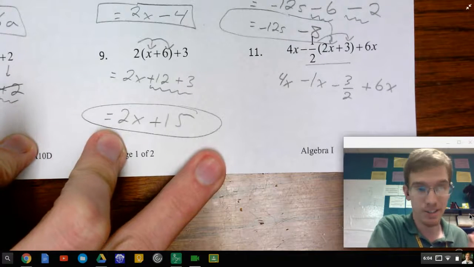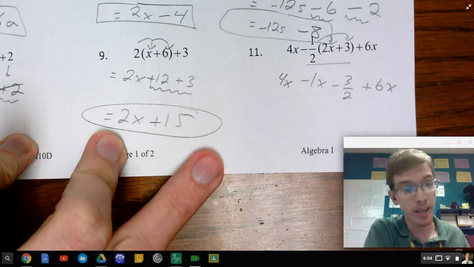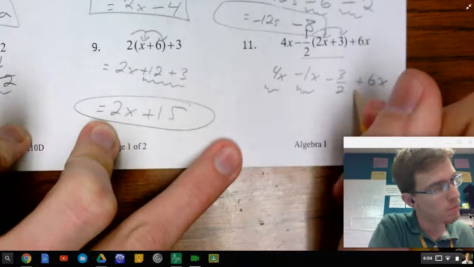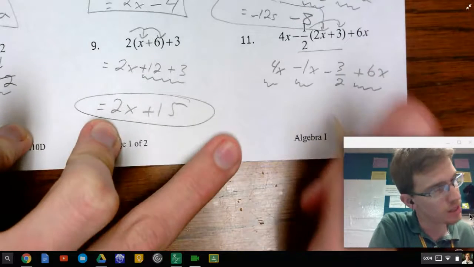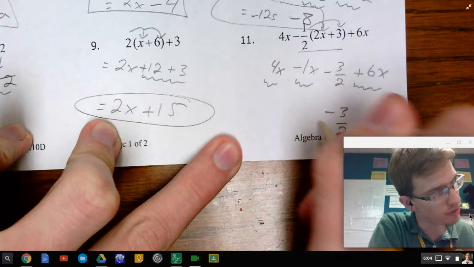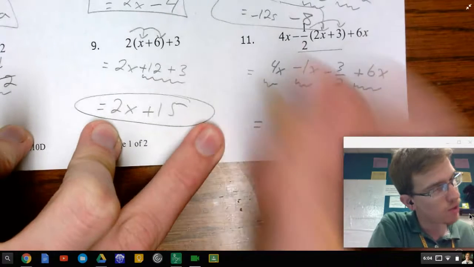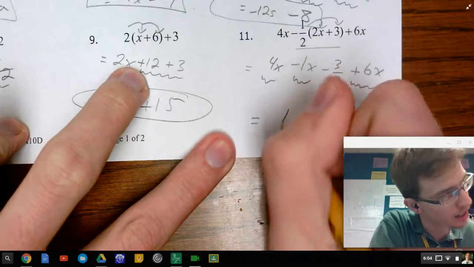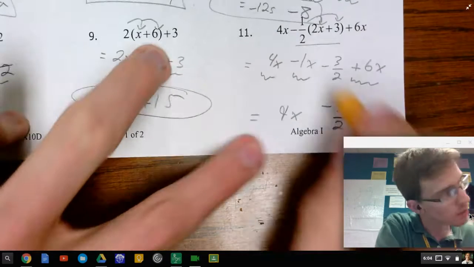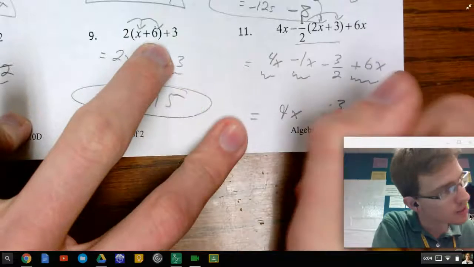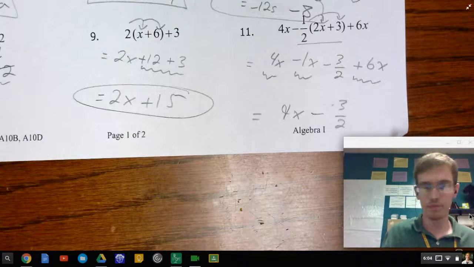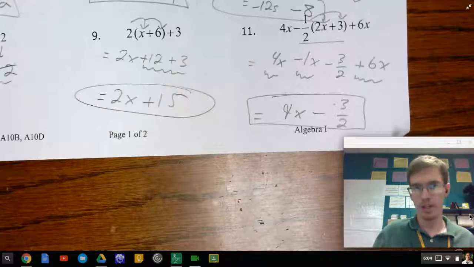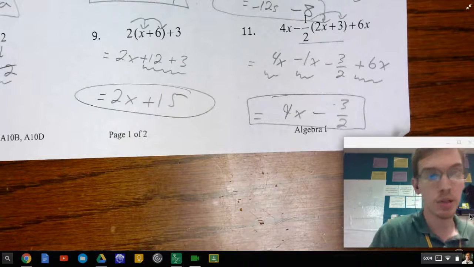Now, can we combine like terms? In this case, yes, we can. We have a 4x minus 1x plus 6x. And then the minus 3 over 2 is going to be all by itself. So we've got 4 minus 1, that's 3. So 3x plus 6x, that is 9x. So 9x minus 3 over 2. Okay. Hopefully I'll fix these numbering problems before you see this.